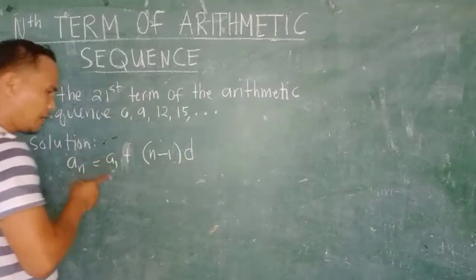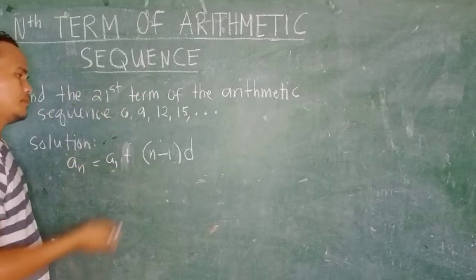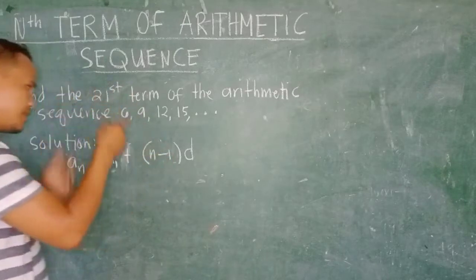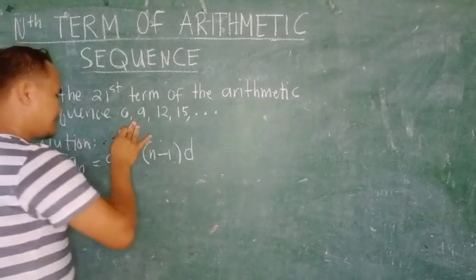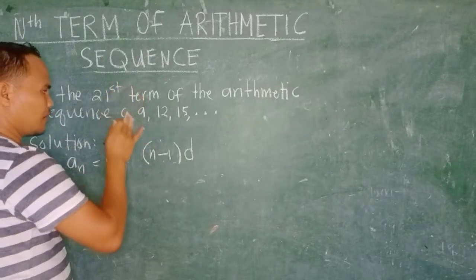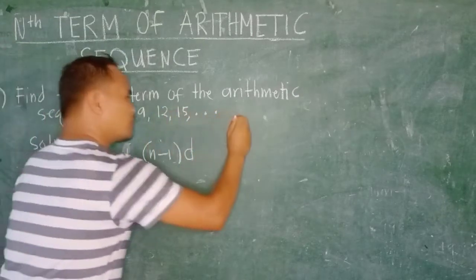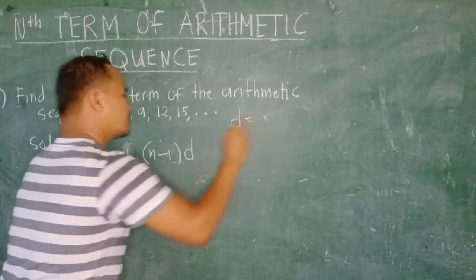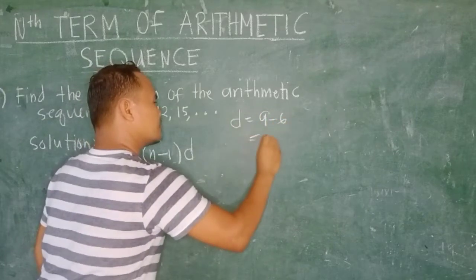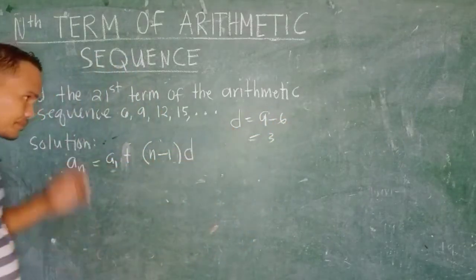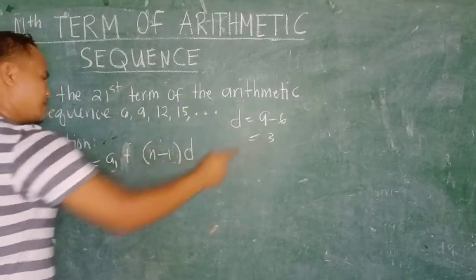So, if we want to apply this, let us identify the first term, the number of terms, and the common difference of the given sequence. So here, the first term is 6. And the common difference is, what is the common difference? If we want to know the common difference, let's subtract two consecutive terms. So we have 9 minus 6. That's our common difference. Okay? So the first term here is 6. The common difference is 3.